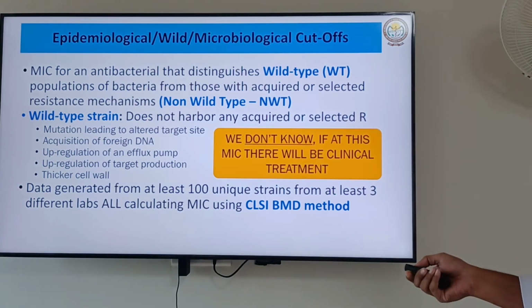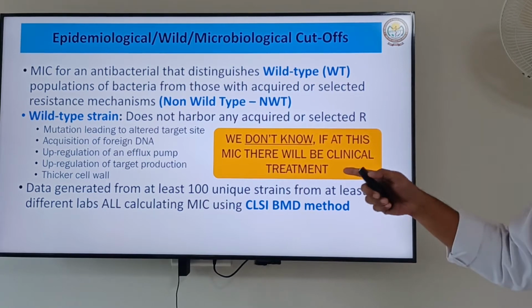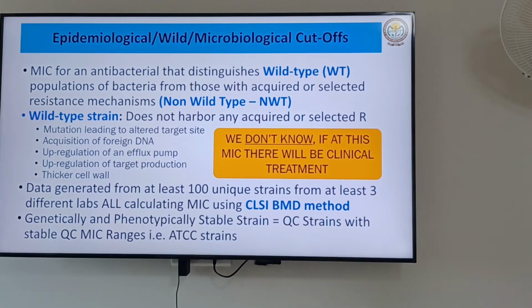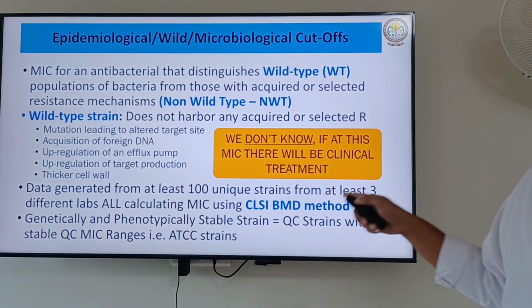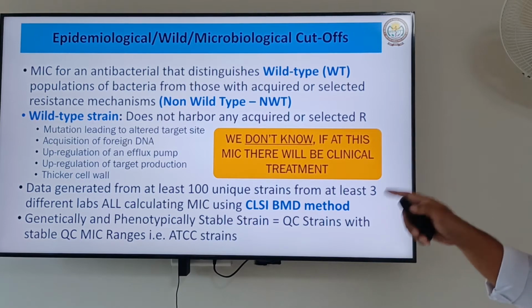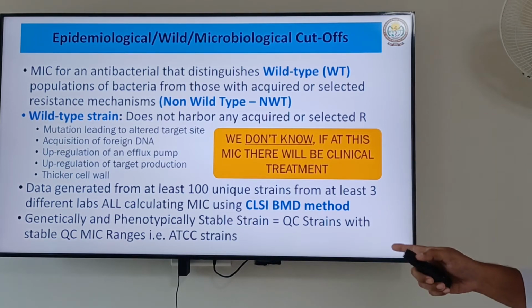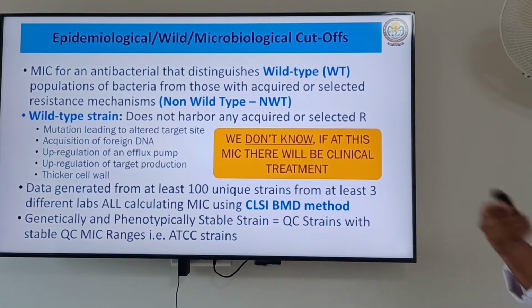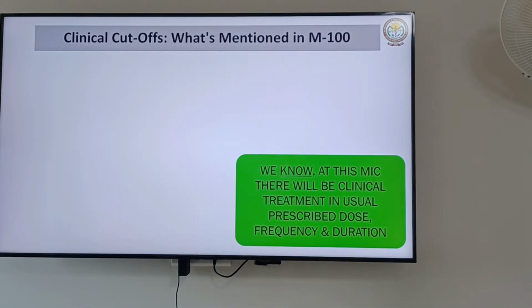CLSI normally uses 100 unique strains from at least 3 different labs. They are all calculating the MICs from the wild type strains to develop the epidemiological cutoffs. These are basically the genetically and phenotypically stable strains which can be used as quality control strains with stable QC MIC ranges, that is the ATCC strains. Normally ATCC strains are genetically stable wild type strains which do not have shifting MICs, unless we are not able to maintain proper stock mechanisms.